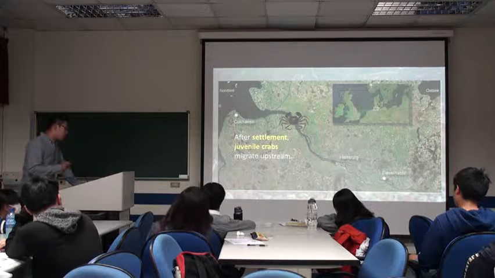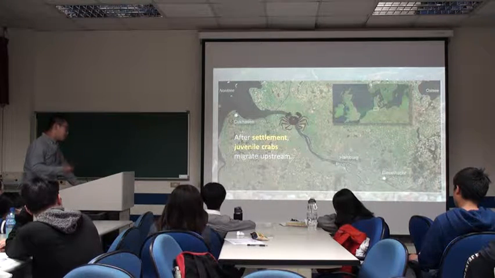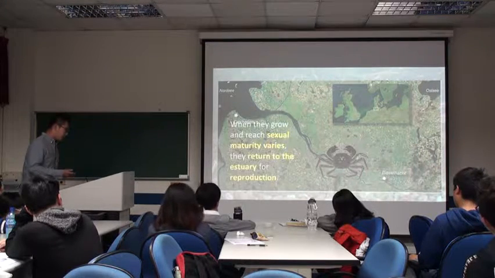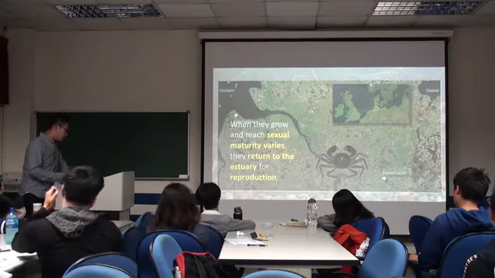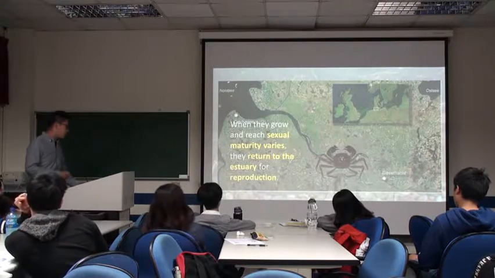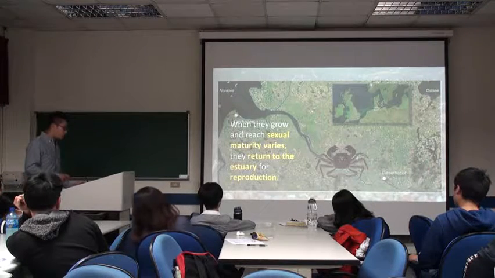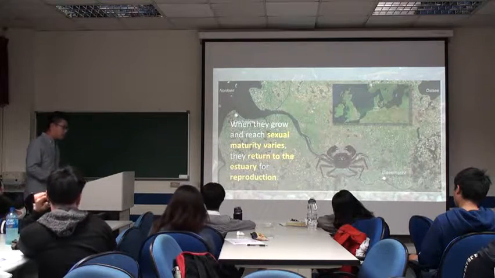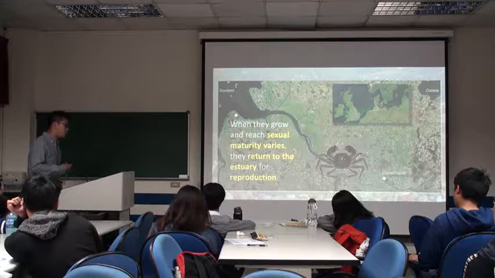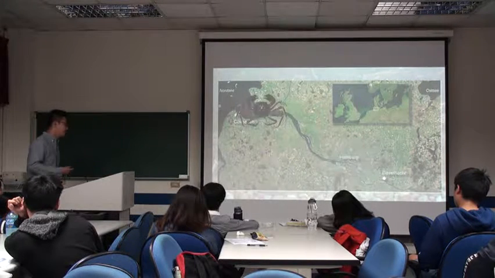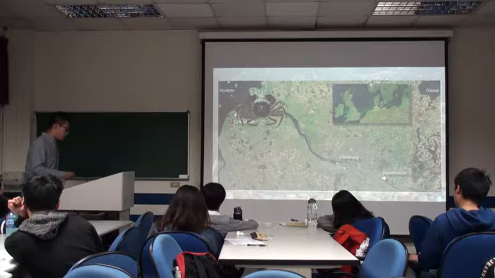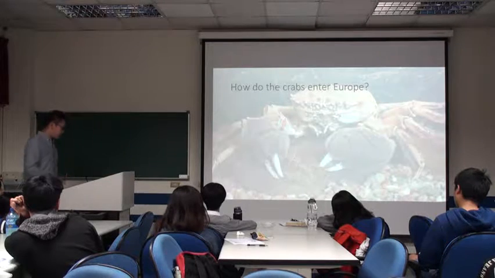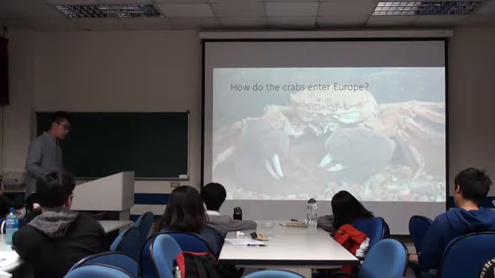They will settle on the seabed or riverbed and start to migrate upstream and keep going. When they grow and reach sexual maturity, they return to the estuary for reproduction. Sexual maturity means they are big enough for reproduction. They go back to the estuary and release larvae again. It becomes a cycle. Then, how does the crab in Asia enter Europe?